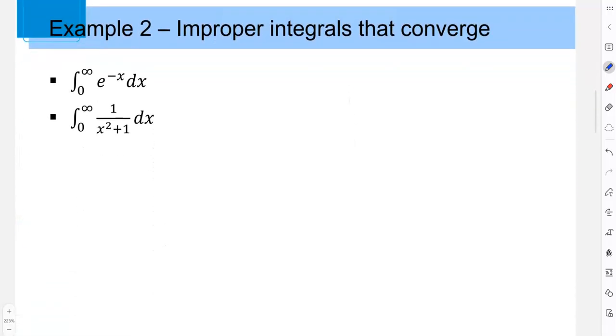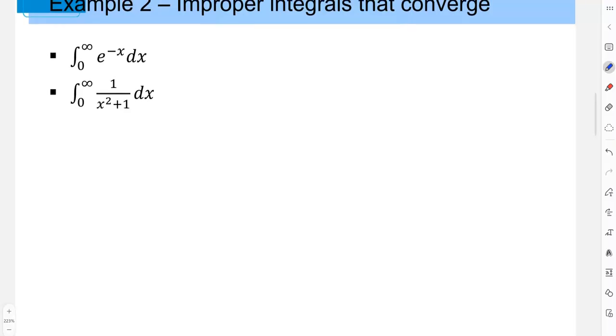Let's look at another. Let's say we want to look at e to the negative x. So we're going to rewrite this. This is the limit as b goes to infinity of the integral from 0 to b of e to the negative x dx. And we're going to integrate that.